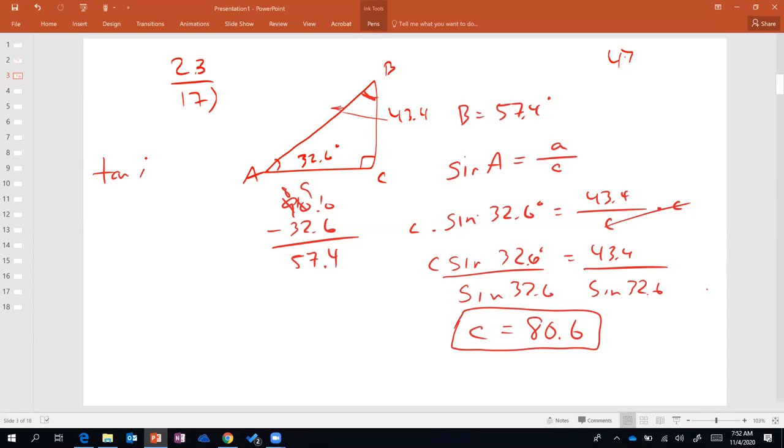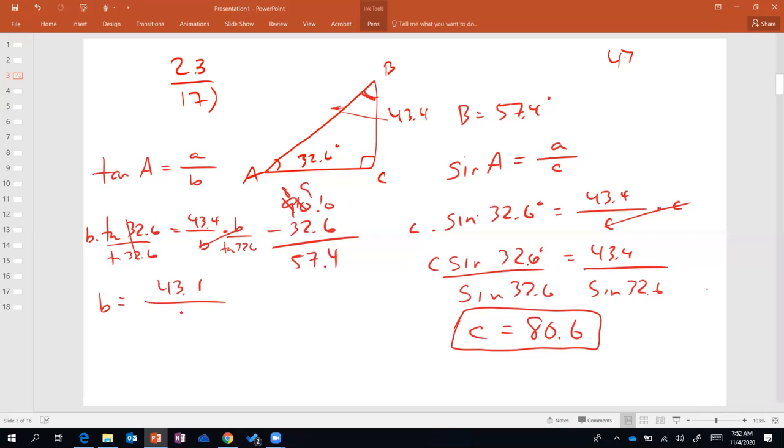I'm going to use tangent of A here. Tangent of A is opposite over adjacent, which is little a over little b. All right, and the same thing applies here. So tangent of 32.6 is equal to 43.3 over b. And notice, again, it's the variable in the bottom. And so let's do this faster here. Can we multiply both sides by b? At the same time, divide by tangent 32.6 at the same time here.